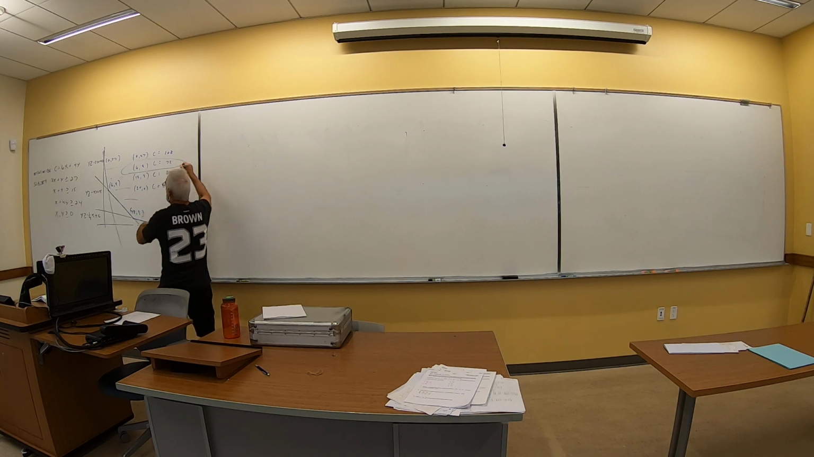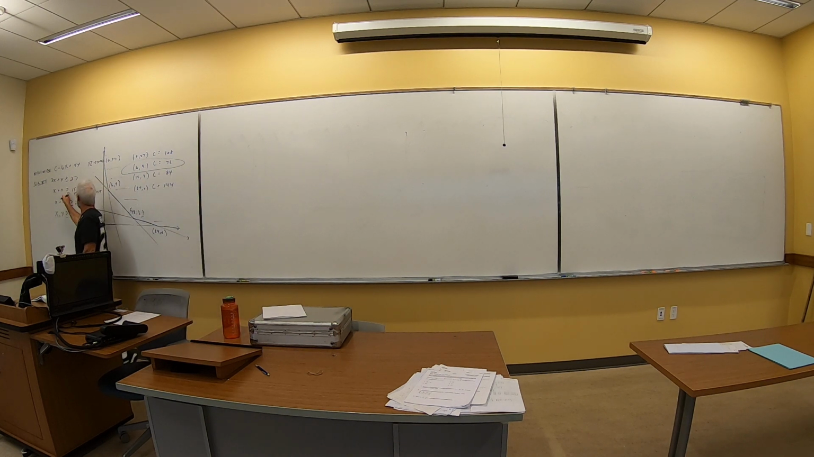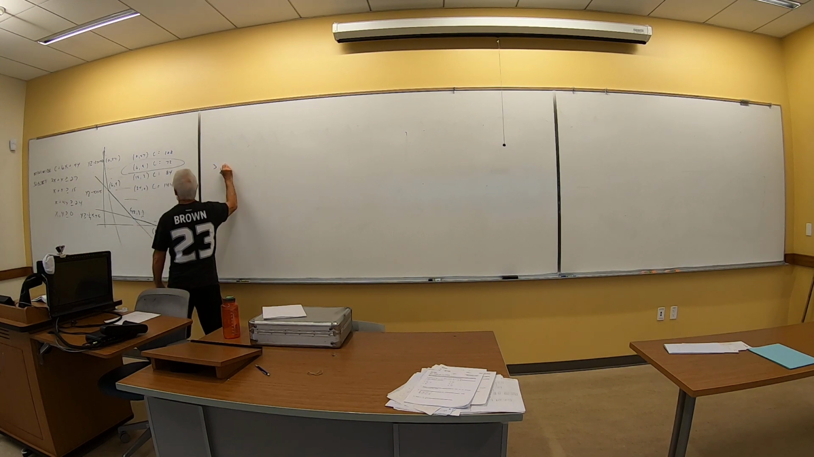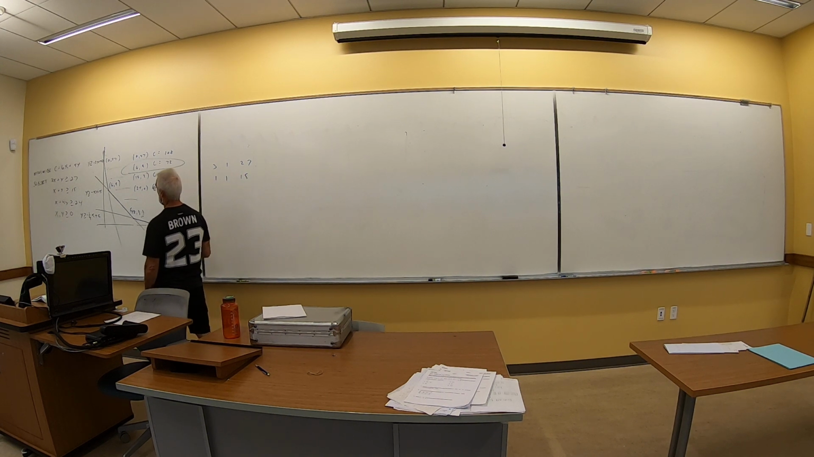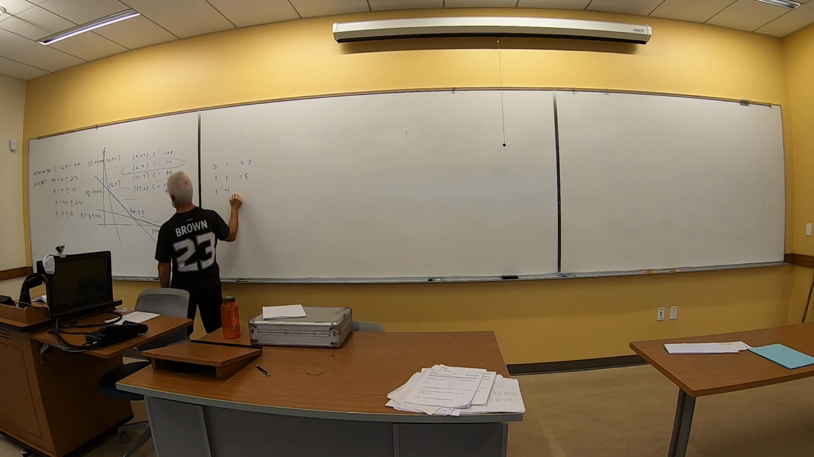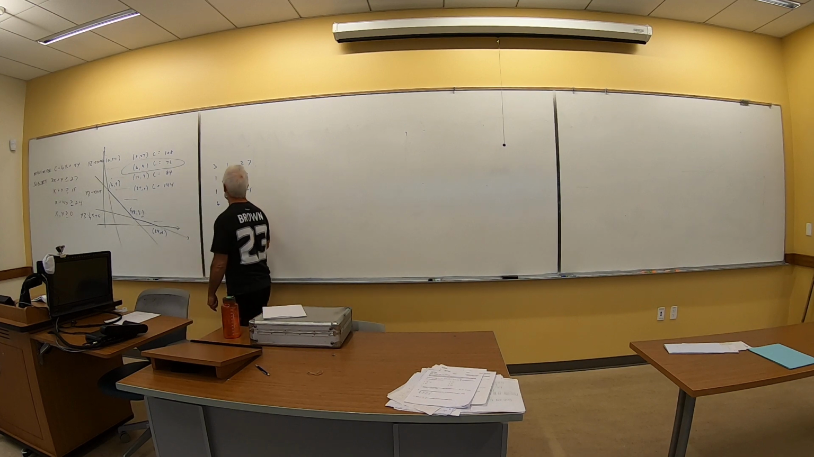So I'm going to take the numbers and stick them in, and here's what I'm going to do. 3, 1, 27, 1, 1, 15, 1, 4, 24, and in the last row, 6, 4, and then I'm going to leave this last spot blank.